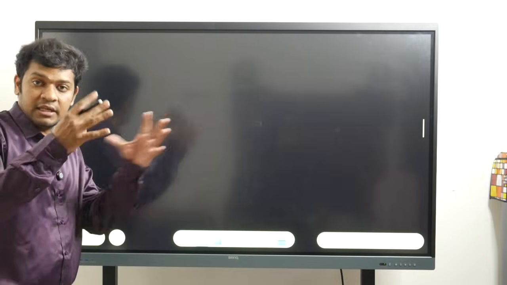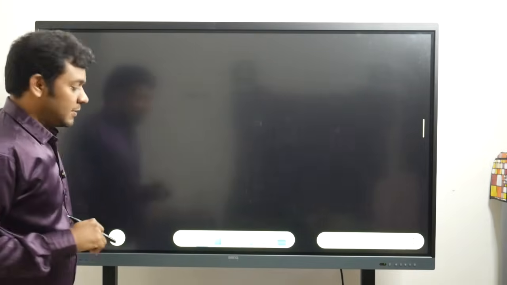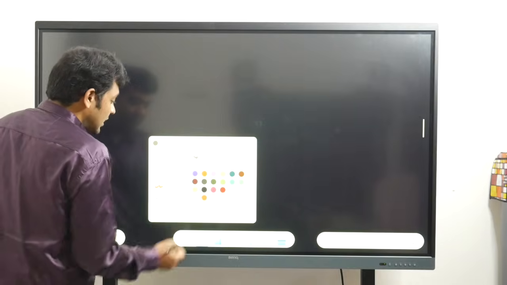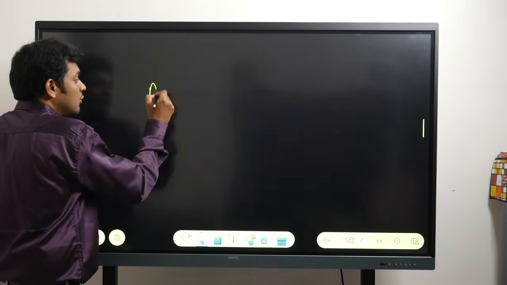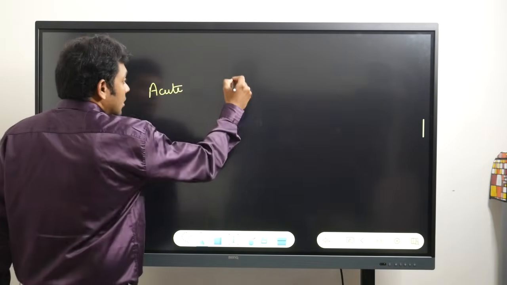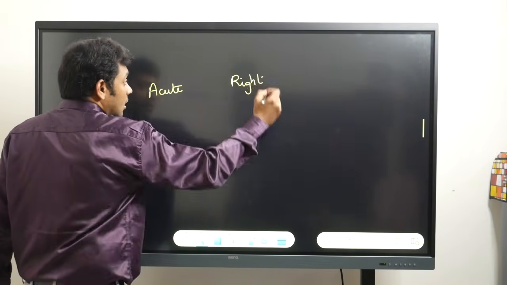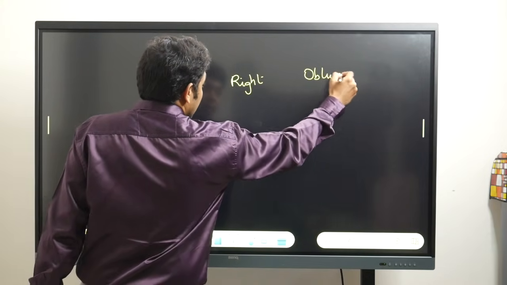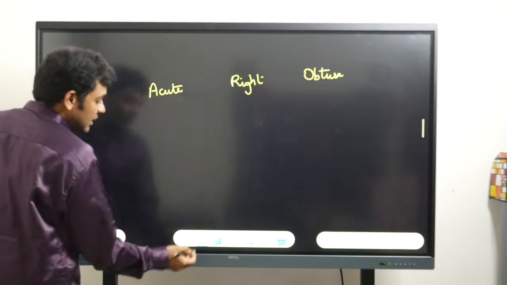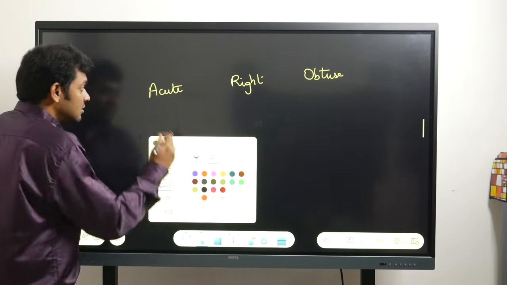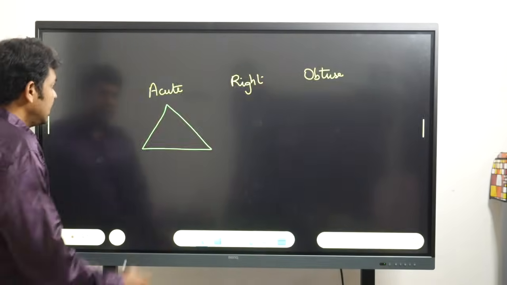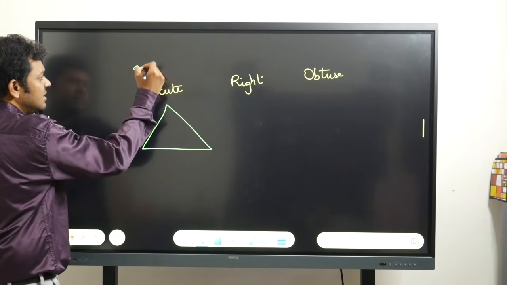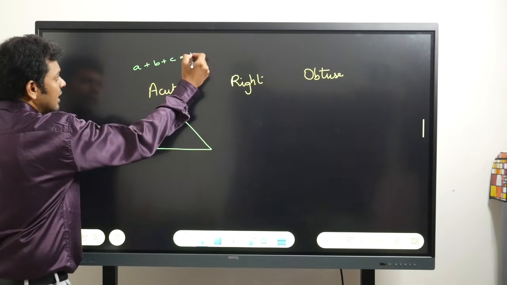Next, let's get into the types of triangles. What are the types of triangles? You have types based on equal sides, or based on the angles present. Based on the angles present, you have acute angle triangle, right angle triangle, and obtuse angle triangle. So what's an acute angle triangle? When I consider any triangle, the sum of the angles is 180. Let's say the angles are A, B, C: A plus B plus C will be 180.